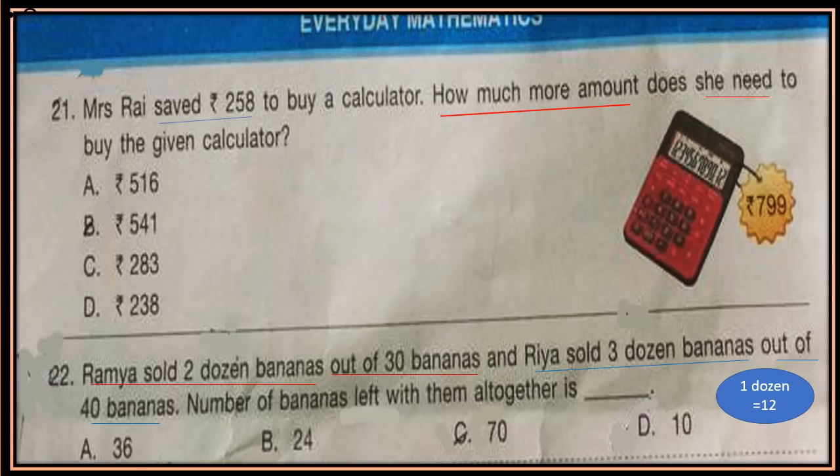21st. Mrs. Rai saved 258 to buy a calculator. How much more amount does she need to buy the given calculator? Now see the price of given calculator. She saved 258 rupees. So how much more amount does she need to buy the given calculator?